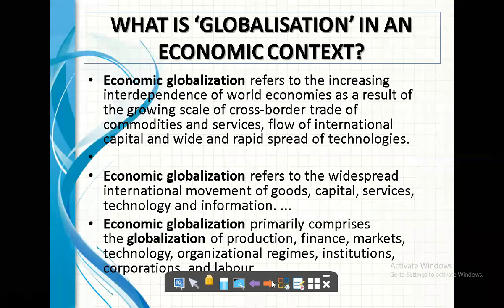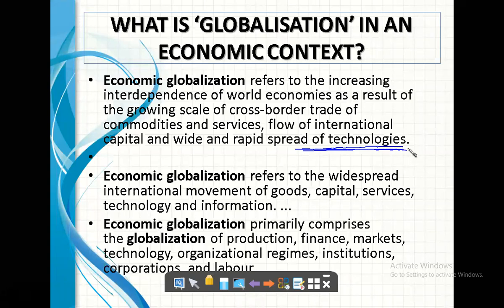So what is globalization in an economic context? Economic globalization refers to the increasing interdependence of world economies as a result of the growing scale of cross-border trade of commodities and services, flow of international capital, and wide and rapid spread of technology. So you can see that technology is a very important factor in globalization.